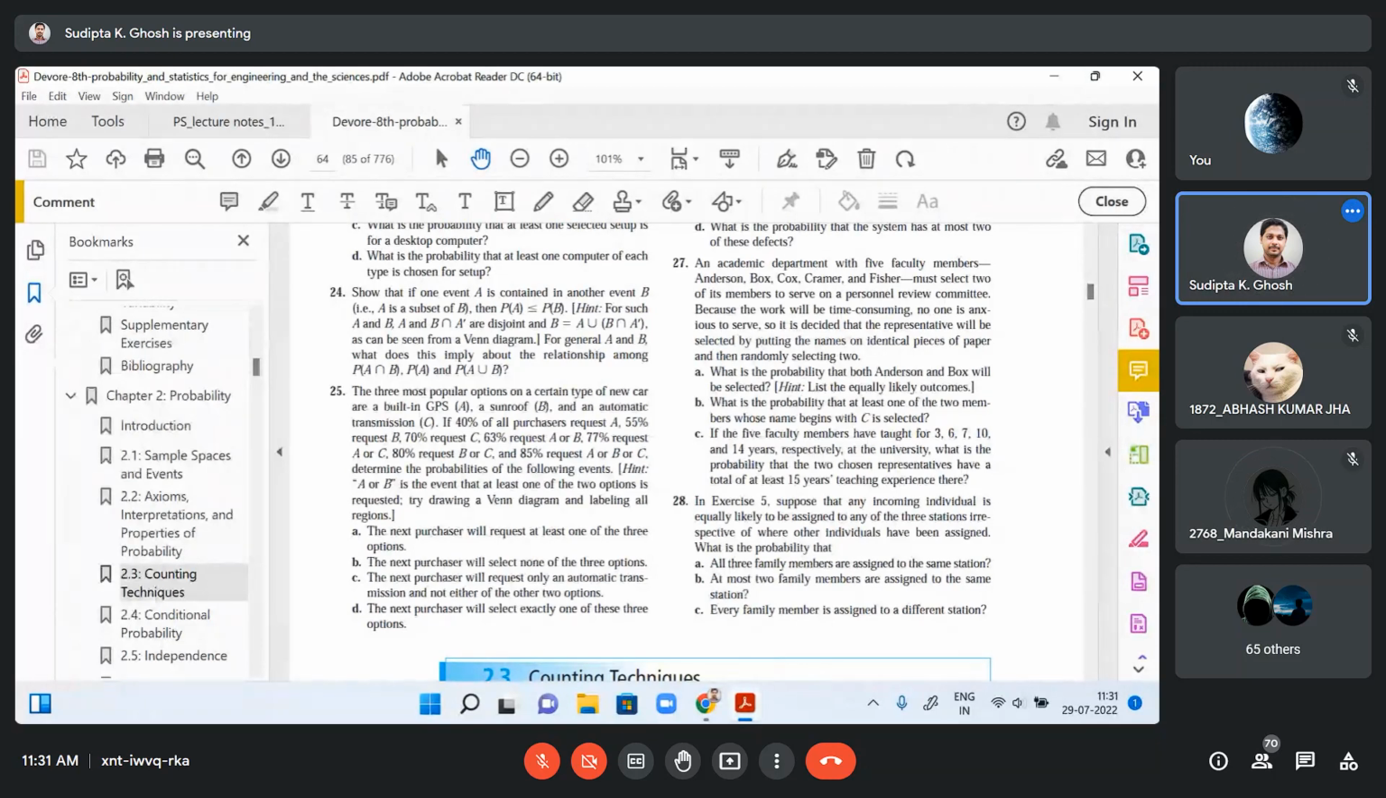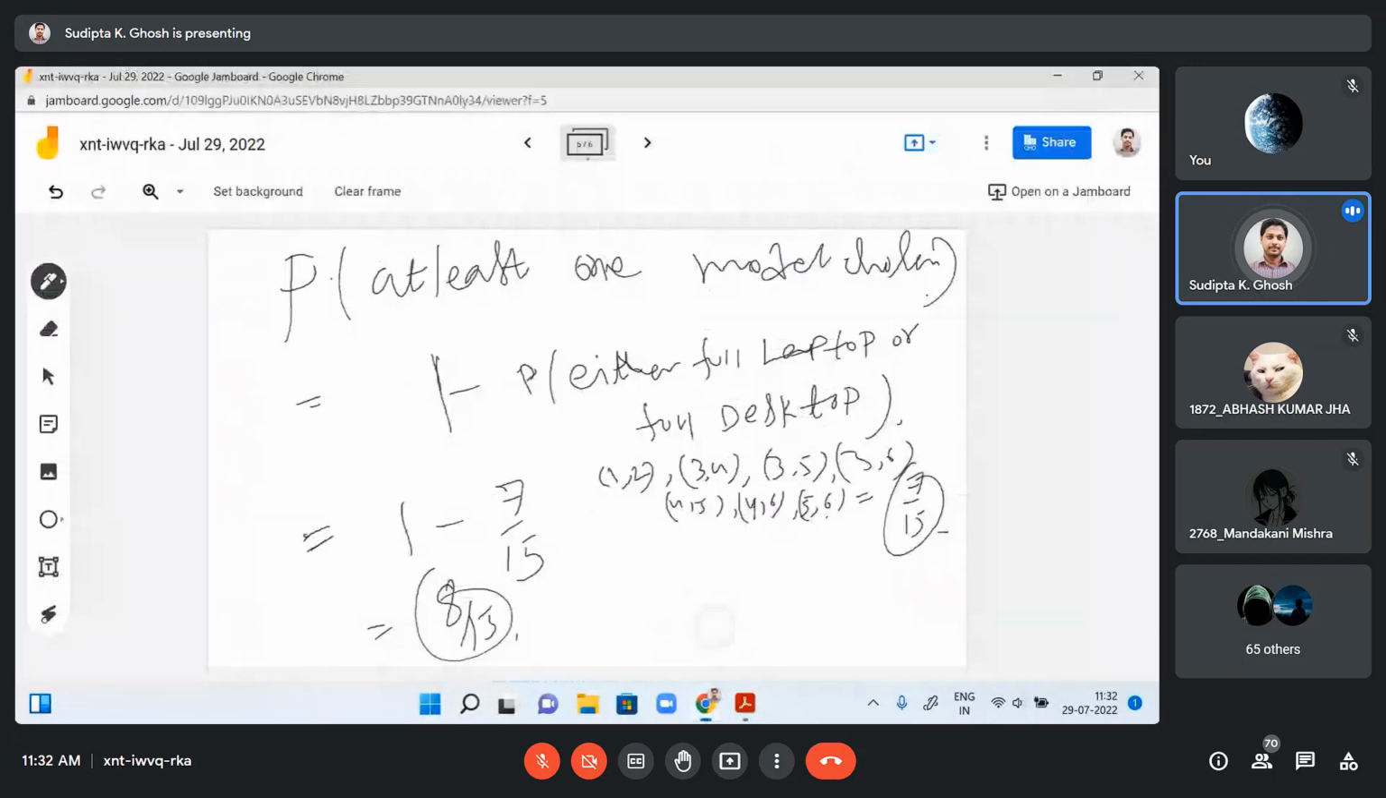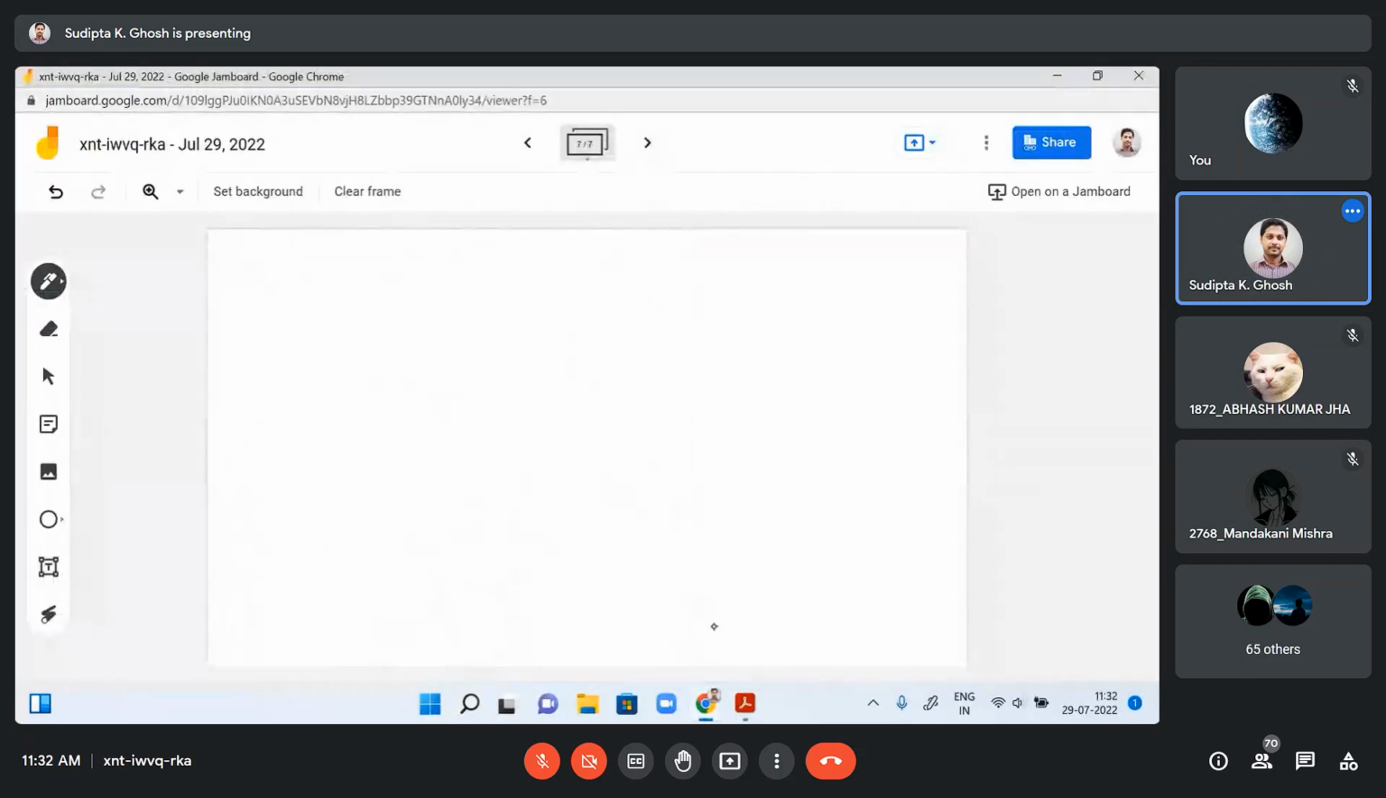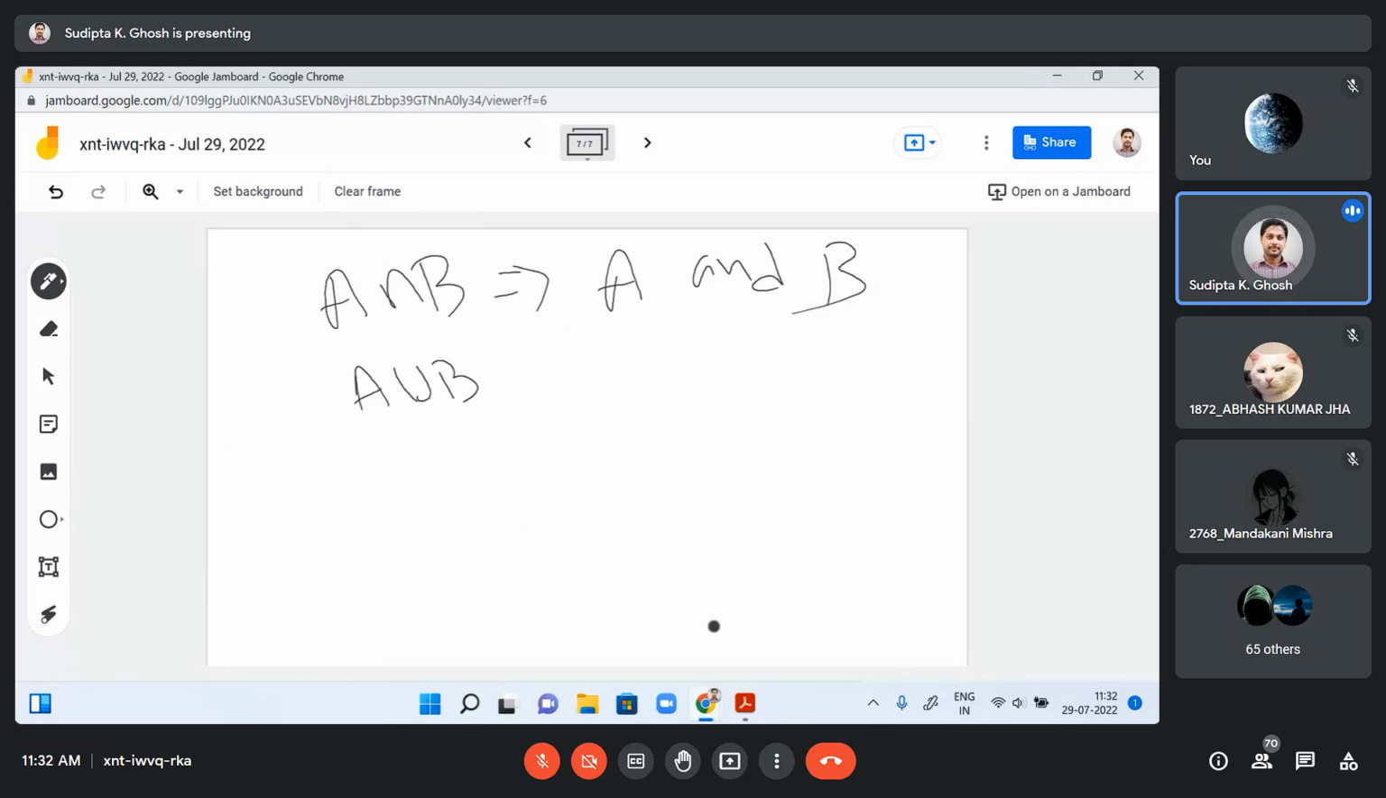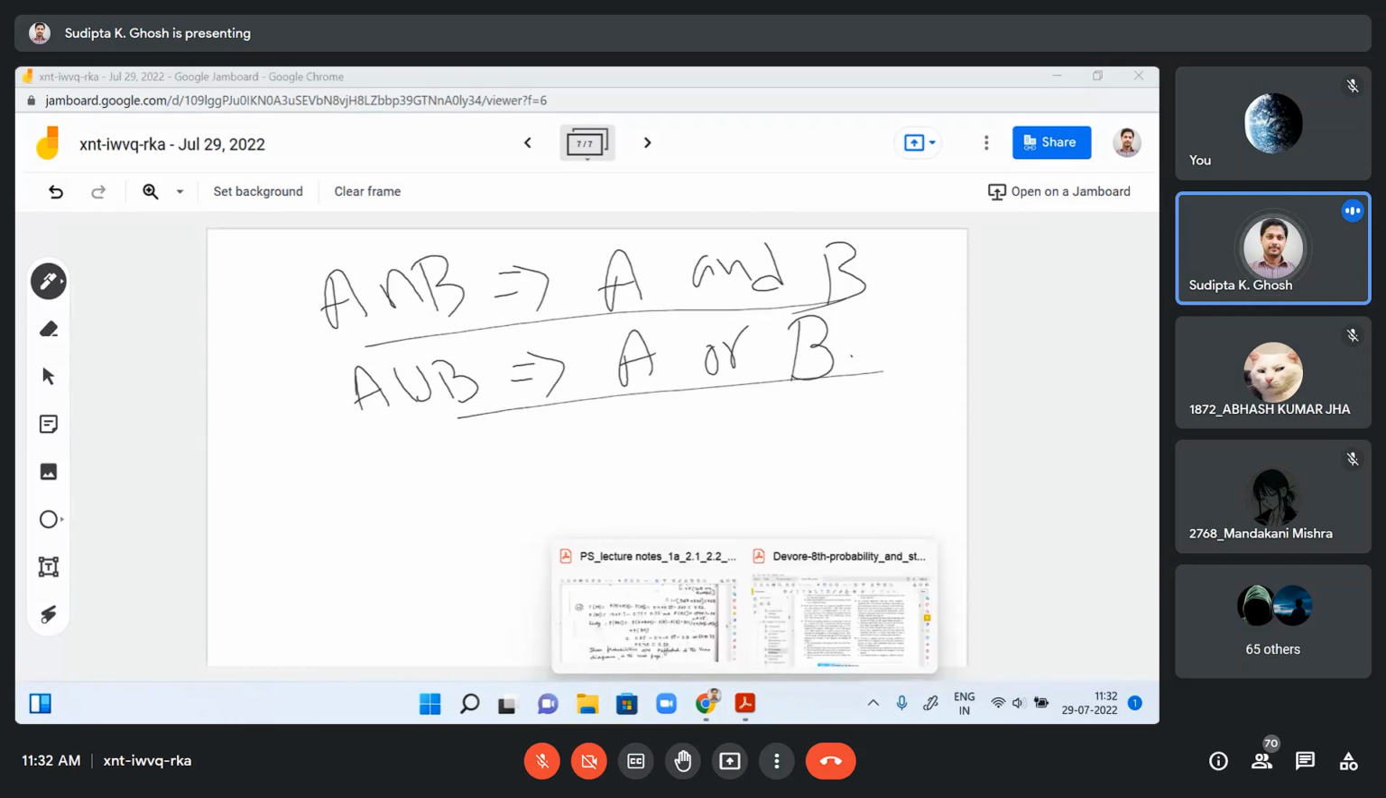Am I correct? Yes, sir. A intersection B means A and B. A union B means A or B. Just remember these two lines very carefully. A intersection B means A and B, and A union B means A or B. So this line you just remember. It is important.